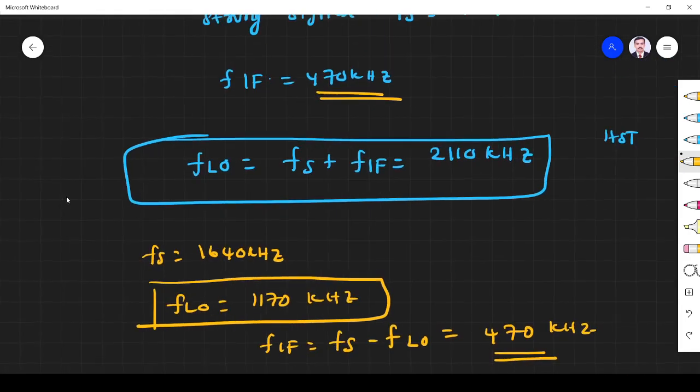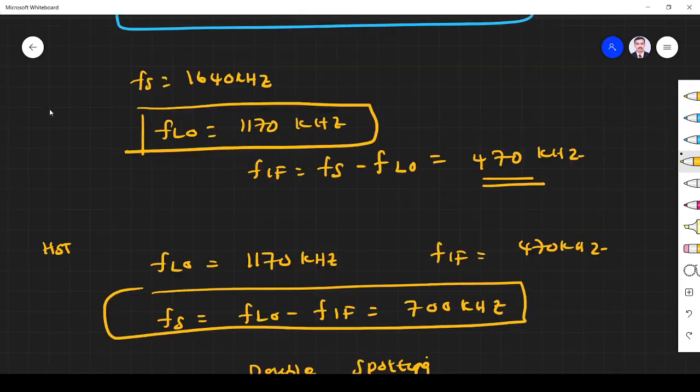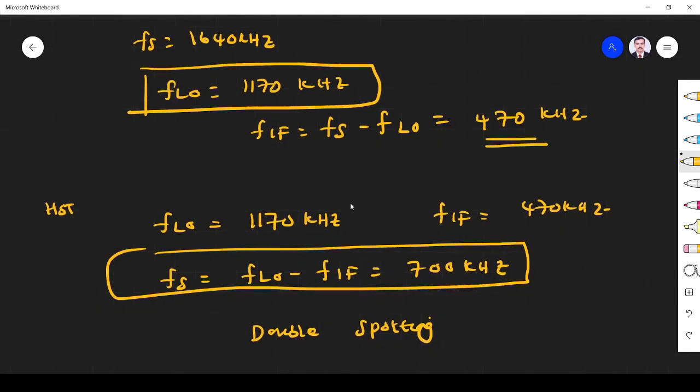Originally, let us assume I should have tuned my local oscillator for high side tuning. Suppose 1640 is the frequency and I have a local oscillator frequency of 1170. My intermediate frequency is still 470. But actually, for 1170 with high side tuning, the signal frequency I expected was 700 kilohertz. But what I received is 1640, because 1640 dominates this 700. Compared to 1640, this 700 is weak and it will create double spotting.